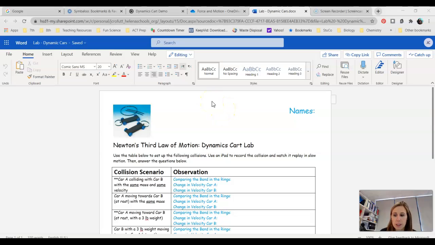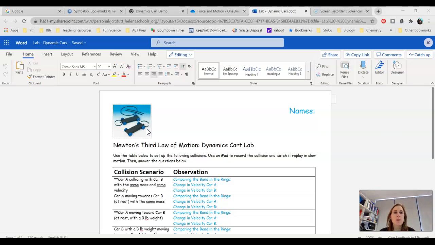Basically, a dynamic cart, you can see it in this picture up here, is a little cart with wheels, and it has this little metal ring. Those two metal rings will show us how much force is put on each object in a collision. If we were to collide those two carts, you will see that the amount of bend in the rings on the front of the carts equates to the amount of force they have in that collision.